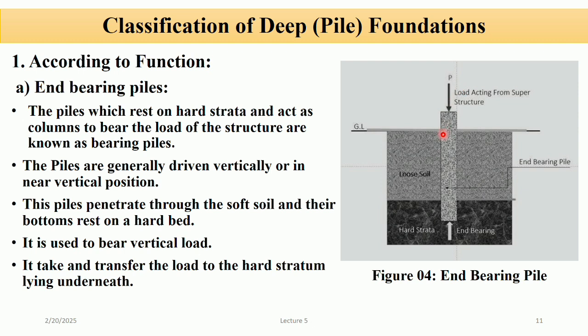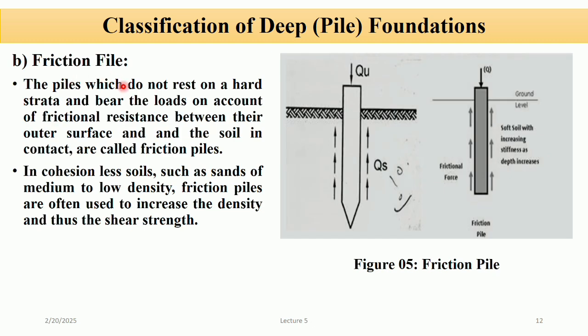The entire load is transferred through the pile tip or end bearing. It is effective where a soft soil is present above hard strata. So the end bearing pile provides high load bearing capacity, reduces settlements, and is suitable for bridges, high-rise buildings, and towers, etc. Friction pile.